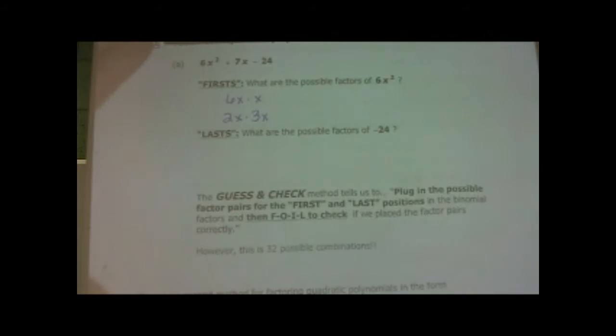With this particular example, I'm starting with 6x squared. Well, that means I can either start with 6x and x, or 2x and 3x. So that's a lot of options for us. 2 sets of options means we have to try everything twice.